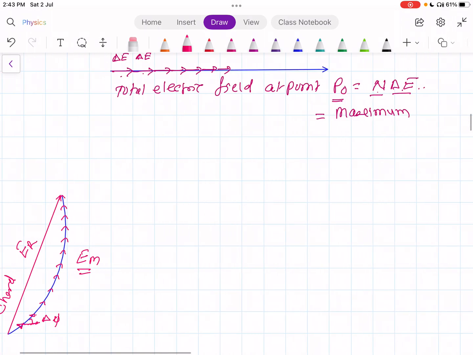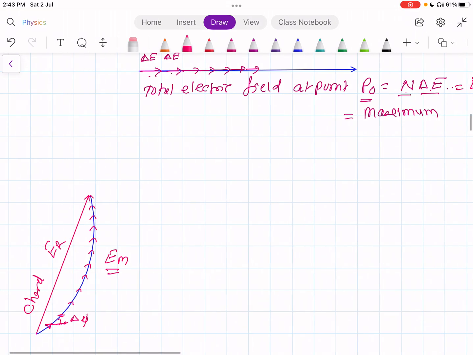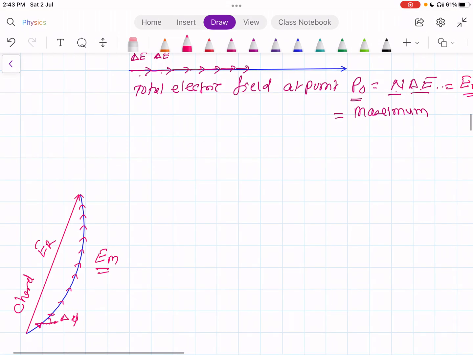Now when there is zero angle, this length would be equal to EM, which is the maximum electric field. But now if there is some angle between the phasors, then the resultant ER would be less than EM. Certainly, ER, that is the length of the chord, is certainly less than the length of the arc. So ER is less than EM.